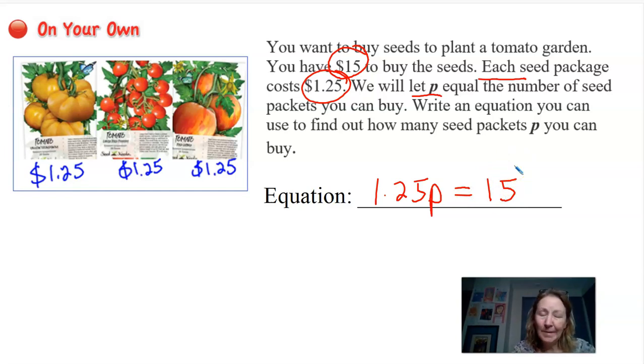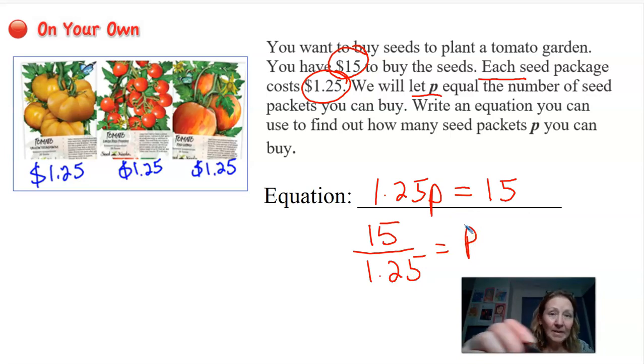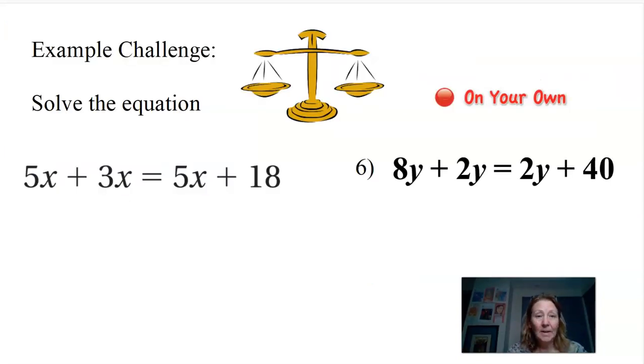Now, maybe I'm going to have to think about if it's not exactly $15, will I have enough, will I have to round up or round down? But that's a good equation to use. Now, maybe you were also thinking, if I take 15 and I divide by $1.25, that would tell me how many packets I could get. I would accept either one of those. Okay, last idea is this.